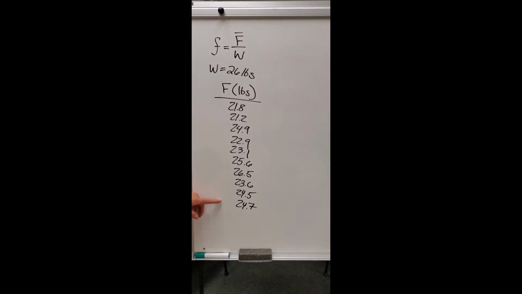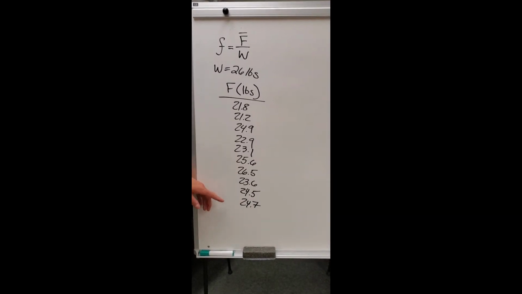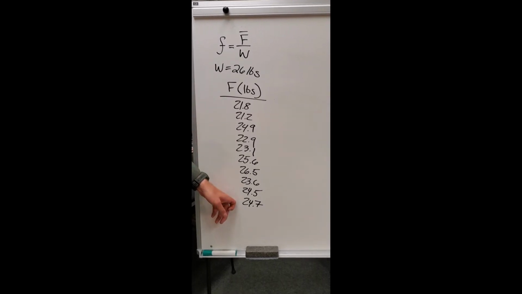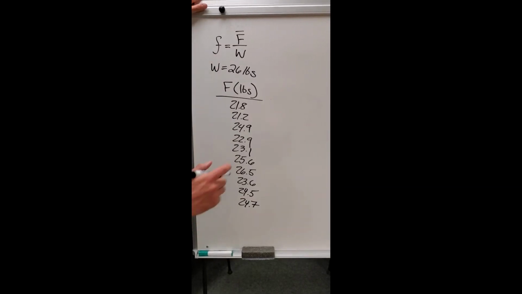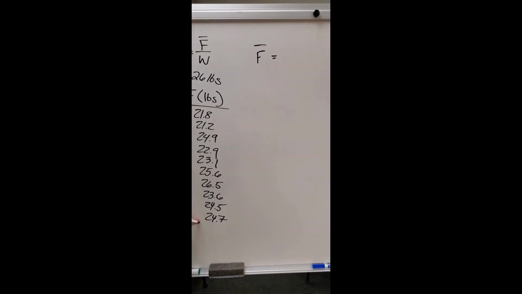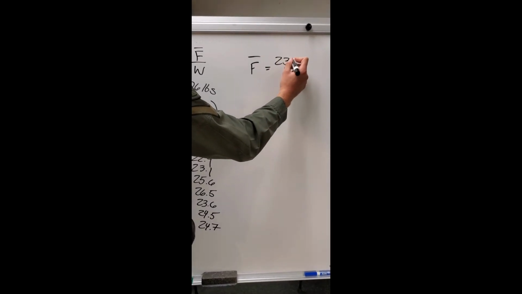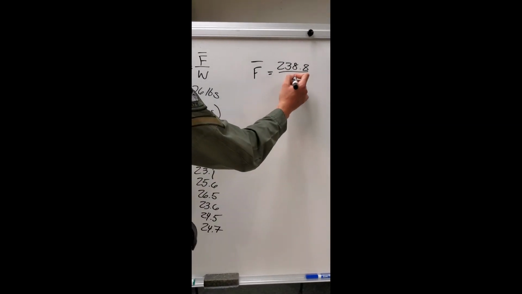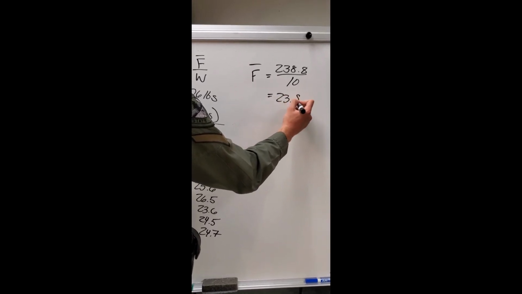From these, we're going to come up with the average force used to move the drag sled. To come up with an average, we're going to add all these numbers up to get a total, and then divide by the number of samples that we have. In this particular instance, we have 10. So we have to add all those up. Sergeant Ballinger, what's that? 238.8. We divide 238.8 by the number of samples, which was 10. So the average is 23.88.